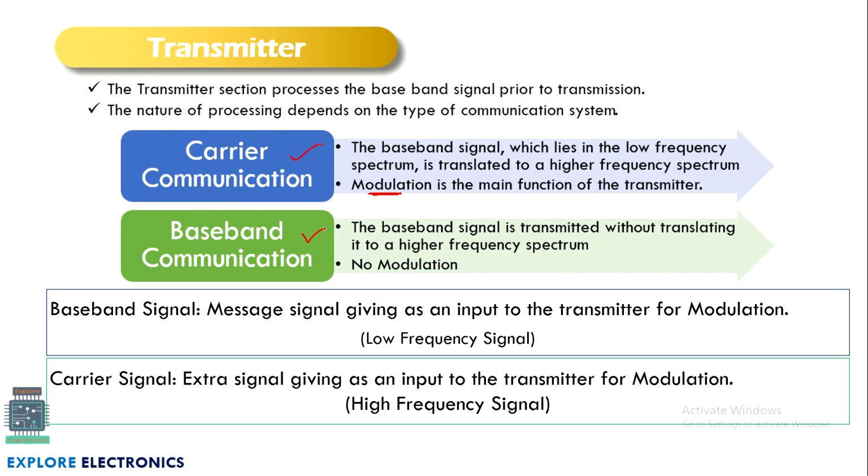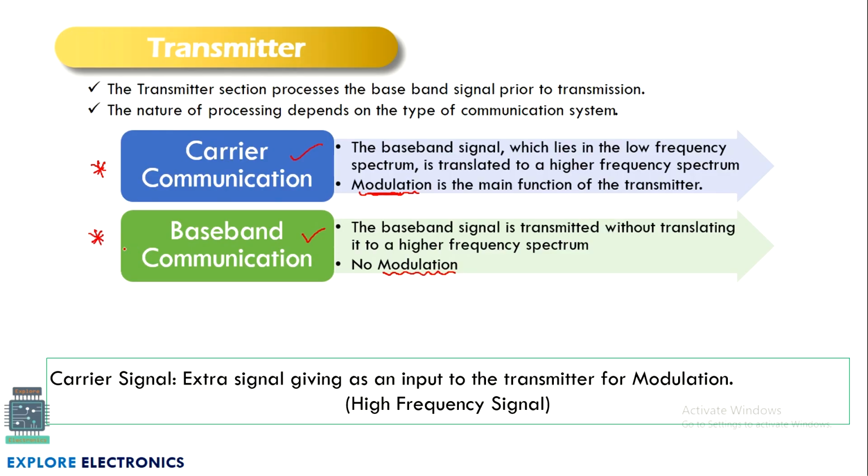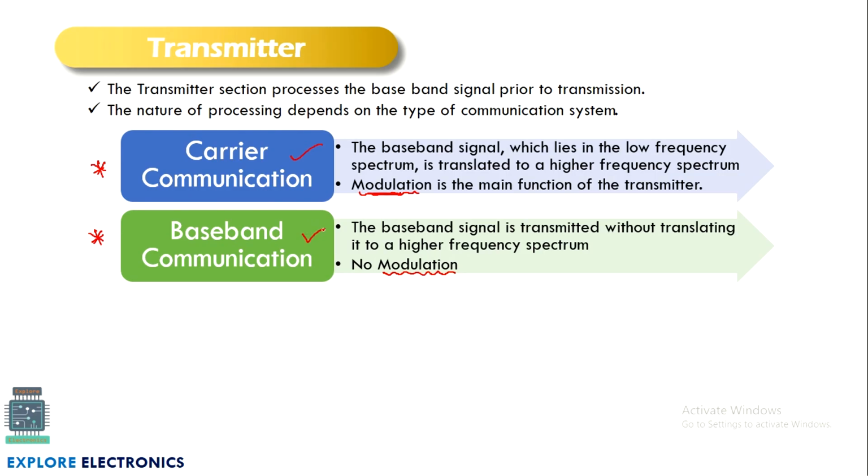In baseband communication, there is no concept of carrier itself. So there is no carrier, which means there is no modulation. So carrier communication and baseband communication are the two types, where we are going to do modulation in carrier communication. Generally we will be following this communication method. Baseband communication is not preferred. Why? Because it is difficult to transmit to a longer distance.